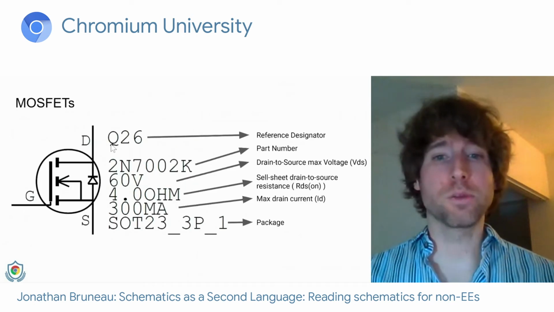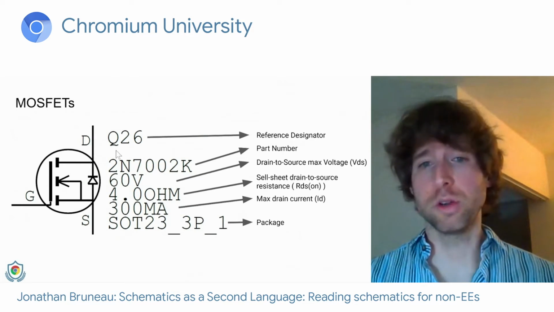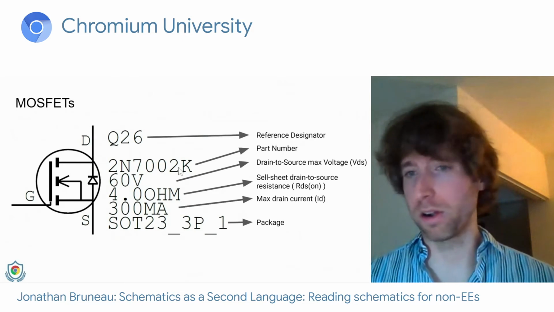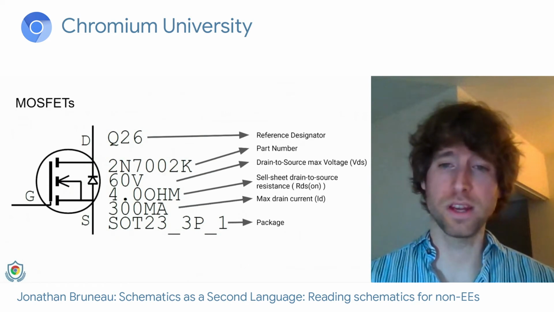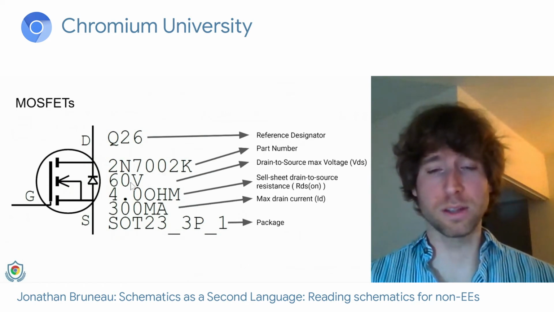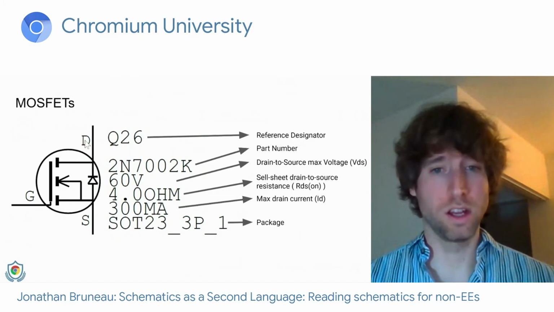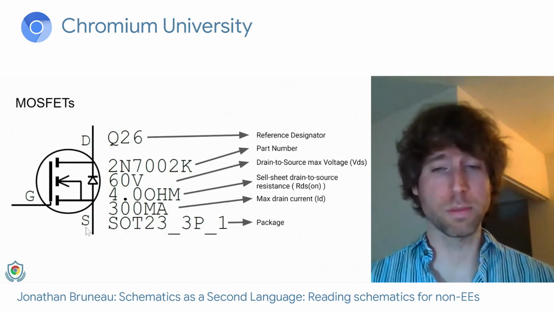The reference designator for transistors is Q. You'll see a part number. This is an extremely common N-channel MOSFET. 60 volts is the maximum voltage you can have across the drain to the source before the part explodes.